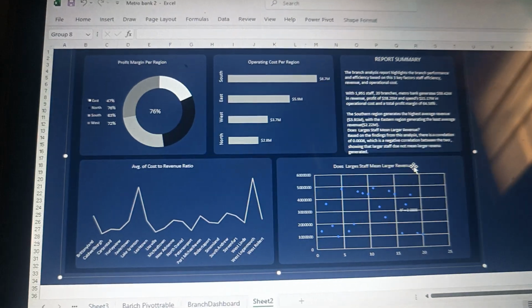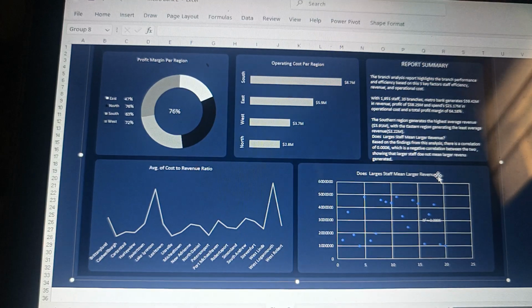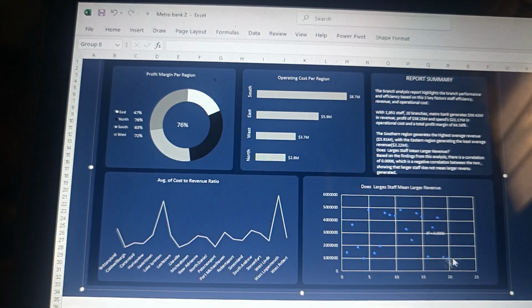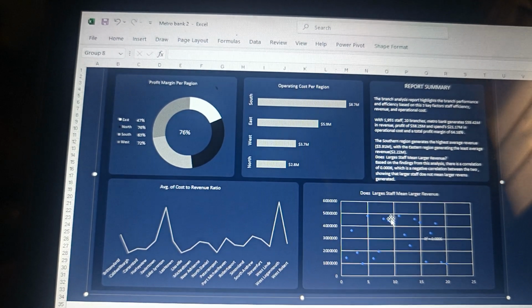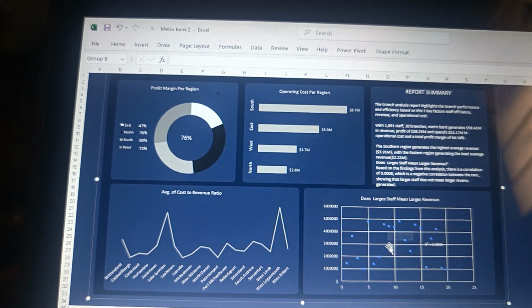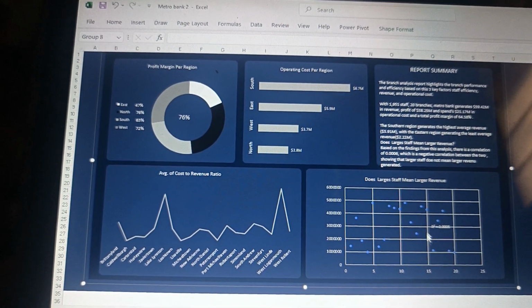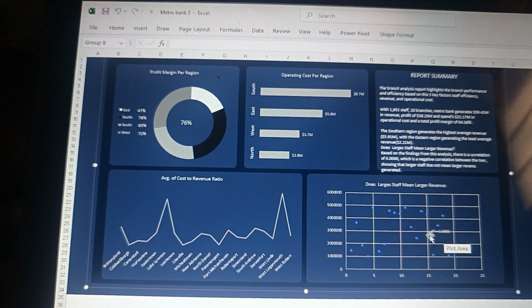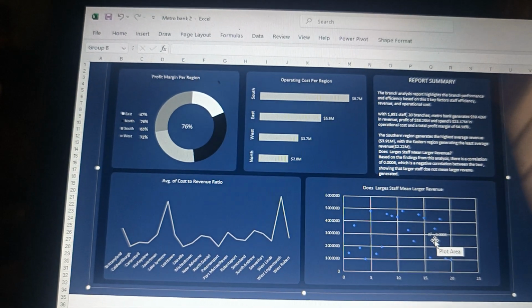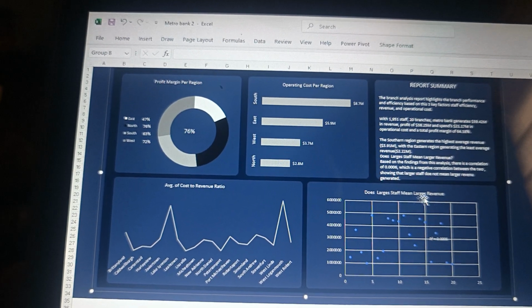In this last one we were asked, does larger staff mean larger revenue? Here I did some analysis. I used a scatter plot, which shows that no, larger staff doesn't necessarily mean larger revenue; other factors have to be in place, like staff efficiency and the rest. The correlation value here is 0.006, which is a very weak correlation, showing that larger staff doesn't mean larger revenue.